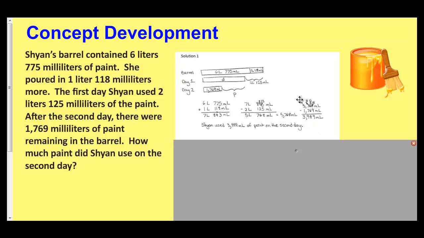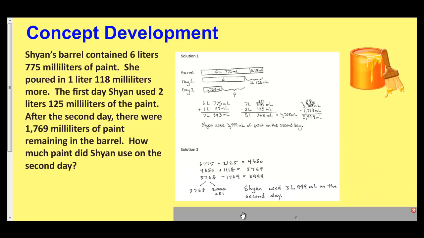And as you can see, I just used the standard subtraction algorithm and the standard addition algorithm. Another strategy that you could have used is the simplifying strategy. And you can see that I subtracted the 2,125 milliliters from the 6,775 milliliters. So I did not add those two together, and that left me with 4,650.